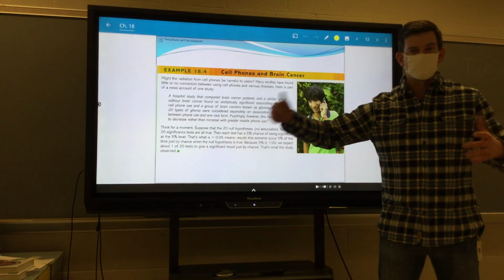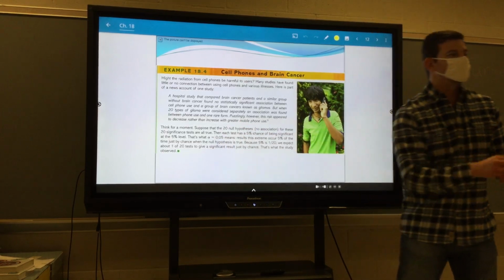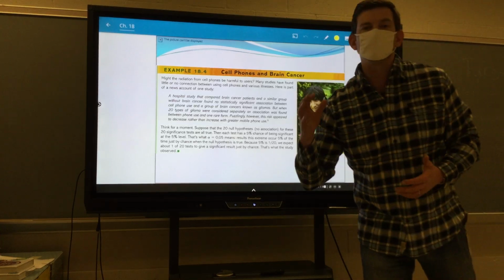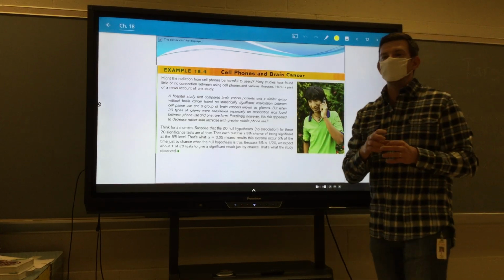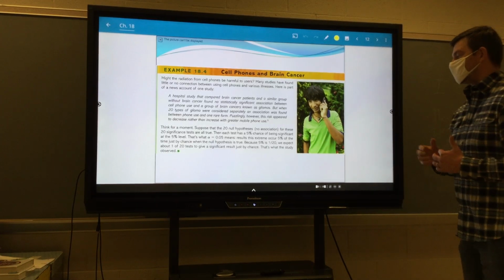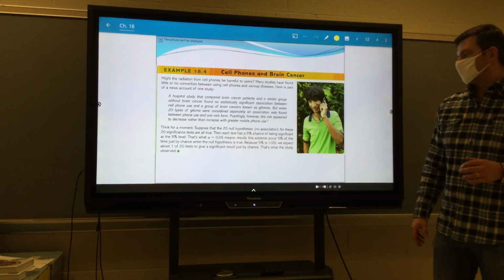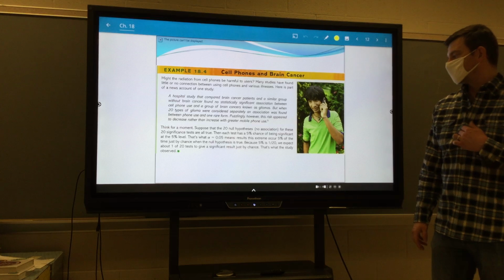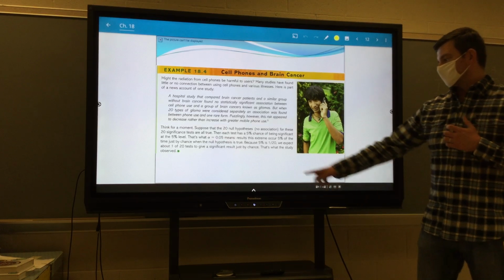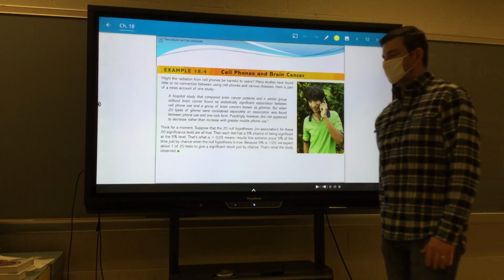So that is telling you that statistically, we expect that one of these is going to happen due to natural variation alone. That we're going to get a p-value that is attributed to natural variation. Results this extreme occur 5% of the time just by chance when the null hypothesis is true. Because 5% is 1/20th, we expect about 1 out of 20 tests to give a significant result just by chance. That's what the study observed.